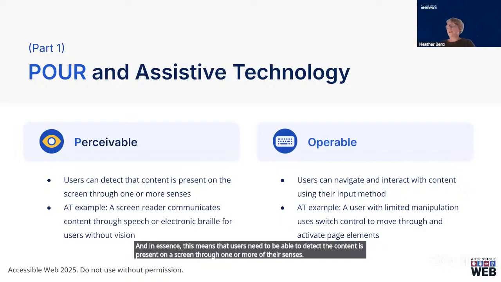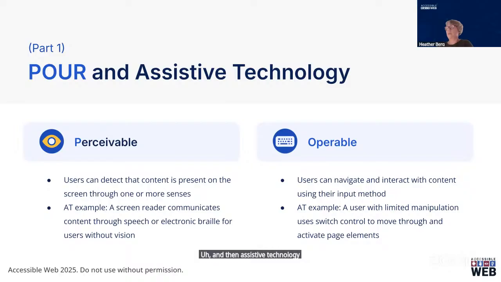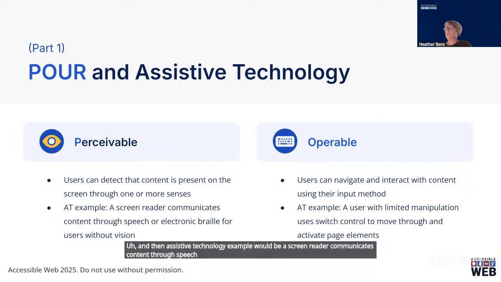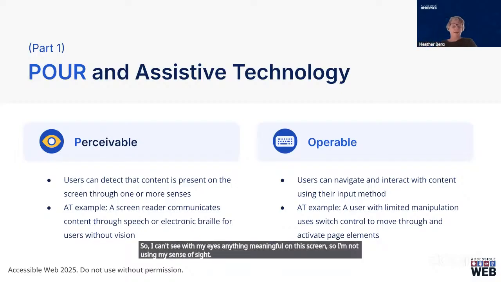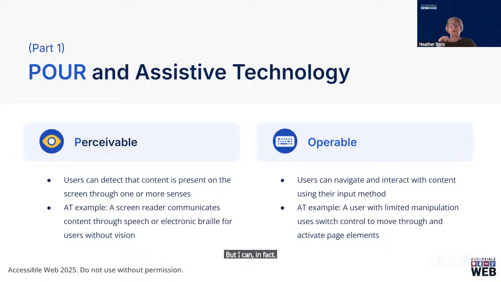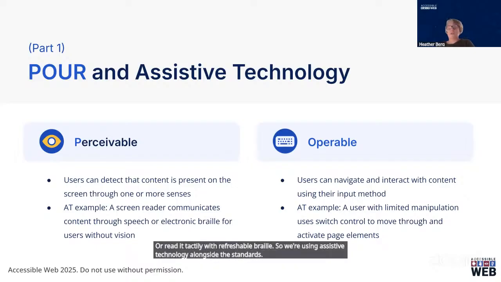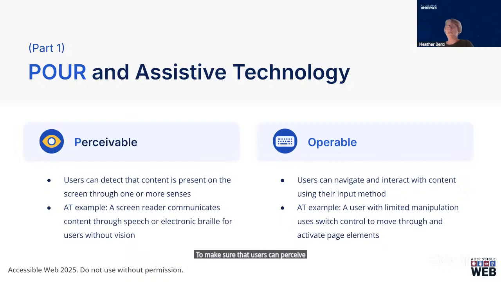And an assistive technology example would be a screen reader communicates content through speech or refreshable electronic braille for users without vision. So I can't see with my eyes anything meaningful on the screen, so I'm not using my sense of sight, but I can, in fact, hear it if it's read out to me or read it tactilely with refreshable braille. So we're using the assistive technology alongside the standards to make sure that users can perceive that content is present. Next up, we have operable.